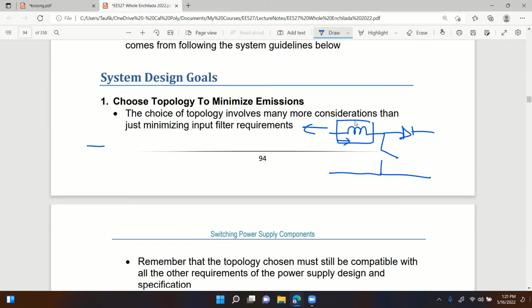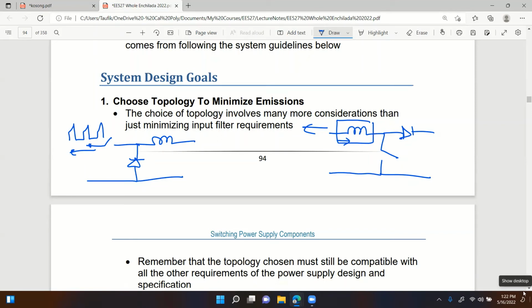But a buck is different. A buck has a switch at the input like this. So at the input, the current looks like this. You have turning on, off. The input current is on and off, basically discontinuous. So this puts some EMI back to the source. So here you have to have some kind of filtering.